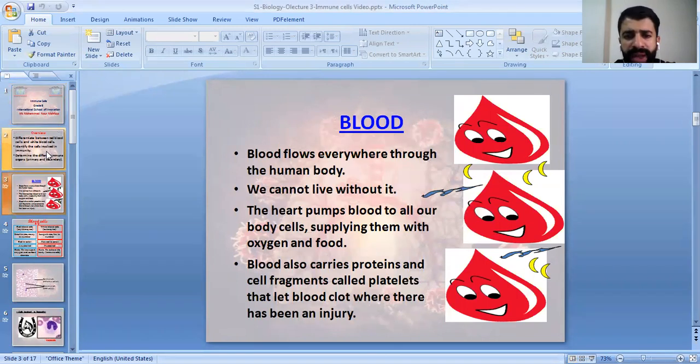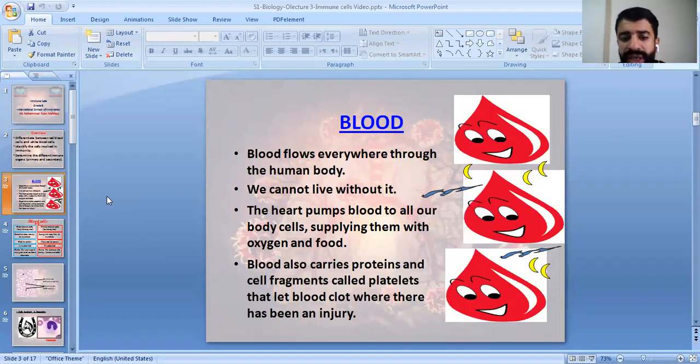You know that blood flows everywhere through the human body. You can't live without blood, and the heart pumps the blood to all our body cells, supplying them with oxygen and food. Also, the blood carries proteins and cell fragments. They are called platelets that let the blood clot where there has been an injury.